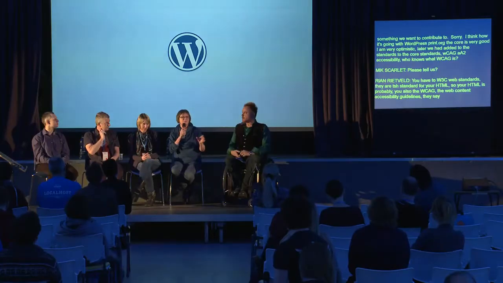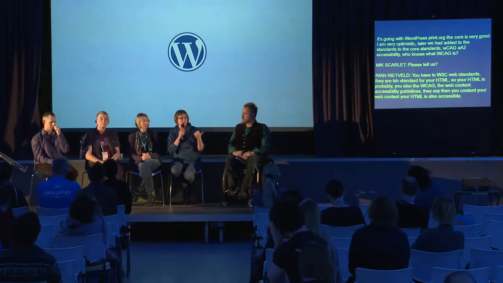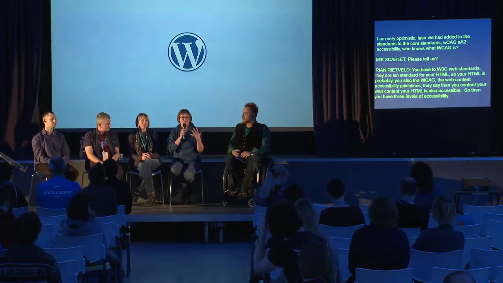Okay. I was going to ask that, but please tell us, for those of us like me that don't. You have the W3C web standards, that are the standards for your HTML, so your HTML is proper. You have also the WCAG standards, that's the Web Content Accessibility Guidelines. And they say, okay, then your web content, your HTML is also accessible. So then you have three levels of accessibility, A, double A, and triple A.